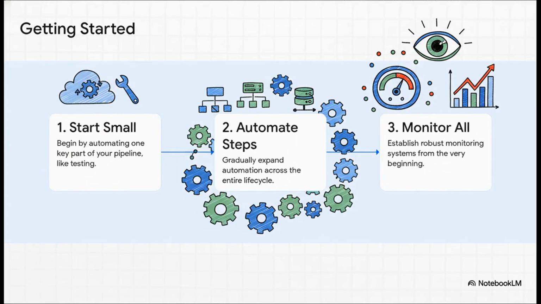The absolute key here is to start small. Please, don't try to do everything all at once. Pick one area, maybe the part of your process that causes the most pain, and just focus on automating that. Maybe it's just setting up an automatic script to test your model. That one small win can save you so much time. Then, you build from there. Oh, and one more thing. Set up your monitoring from day one. Trust me, you will thank yourself later.